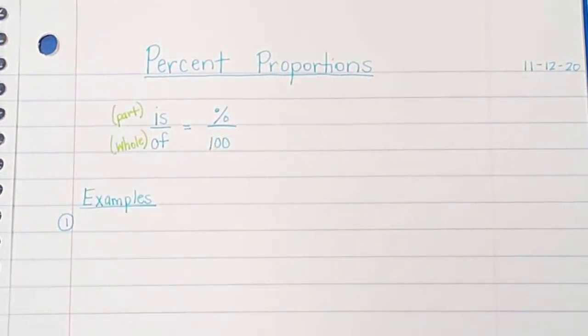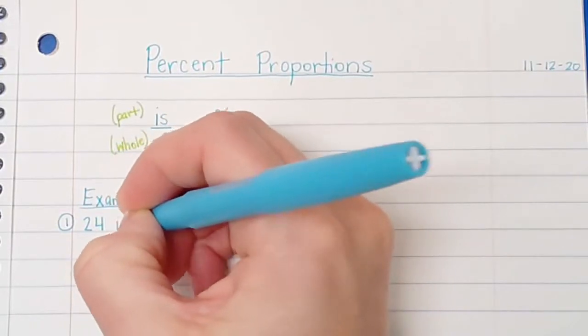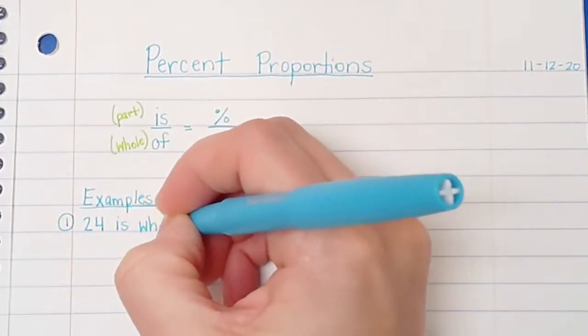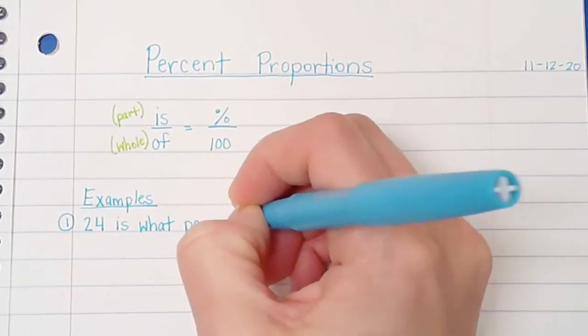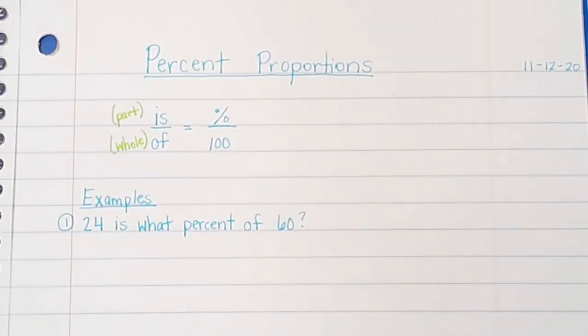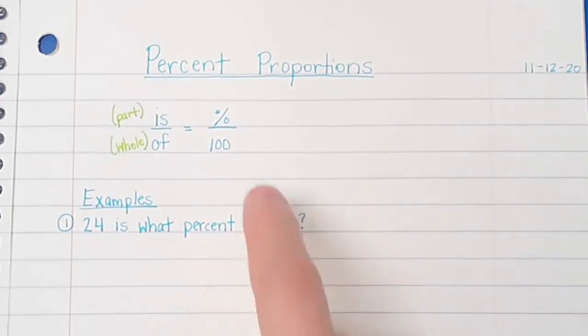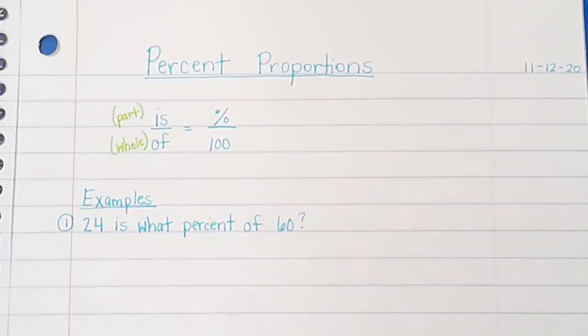If they give me this sentence, 24 is what percent of 60? Okay, so that's literally what the question is going to say. And I always tell my students, anytime you see the word percent or you see a percent sign, you need to go ahead and know you're going to be setting up a percent proportion. Okay, don't try to solve it any other way. Set up your percent proportion and you cannot go wrong.